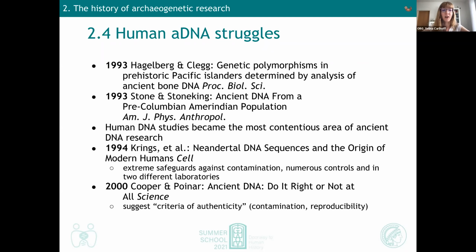And in 2000, this all culminated in a publication by Cooper and Poinar, which actually claimed that if you do ancient DNA, you have to do it right or not at all. And in this publication, they suggest some criteria of authenticity to control for contamination and ensure reproducibility.